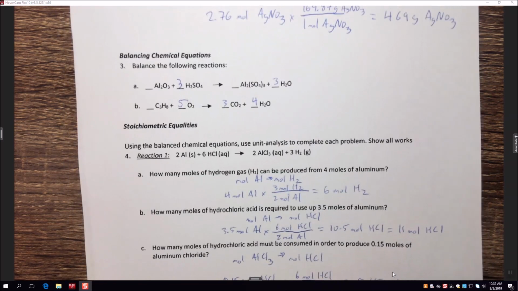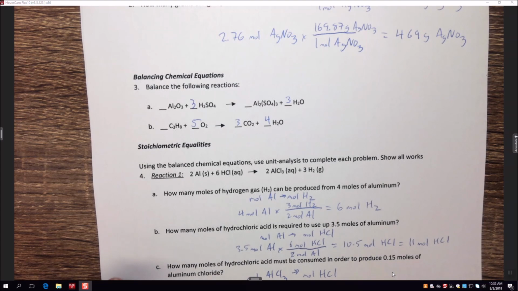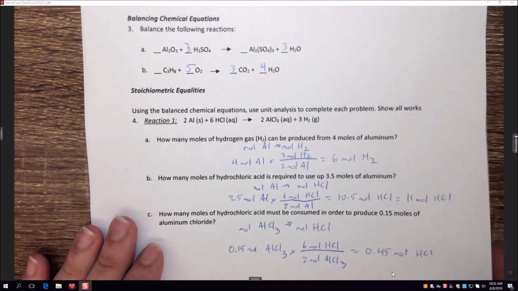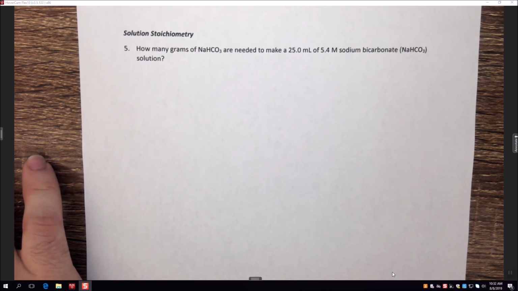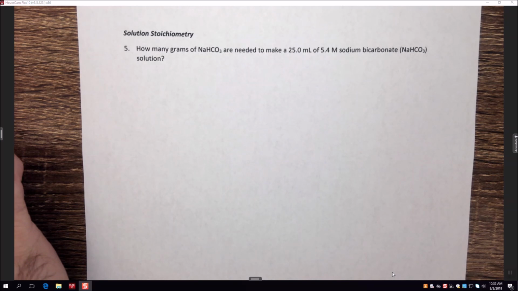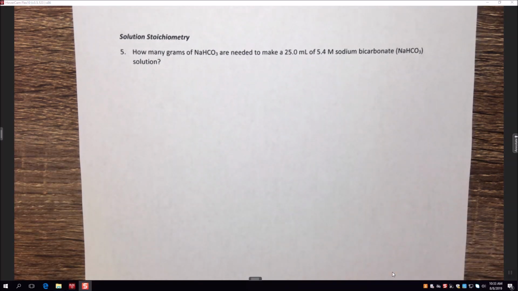It's really important to know that when you're doing science, because if I used too little, I couldn't make all of the aluminum chloride I need, and I need to redo my reaction in order to make that happen. So, we have one more problem to do here. We have a solution stoichiometry problem, which, if you'll remember from before, relates our molarity unit into the equation.